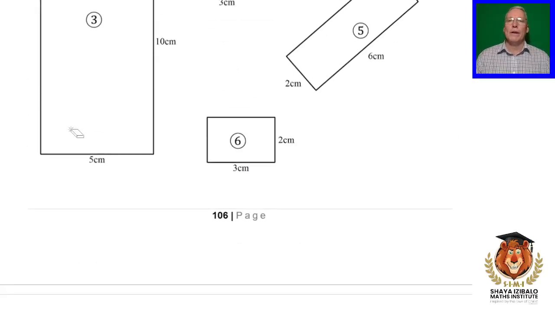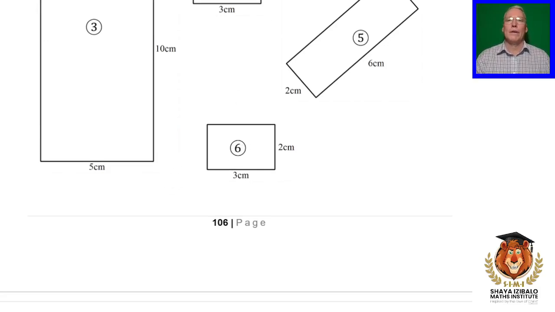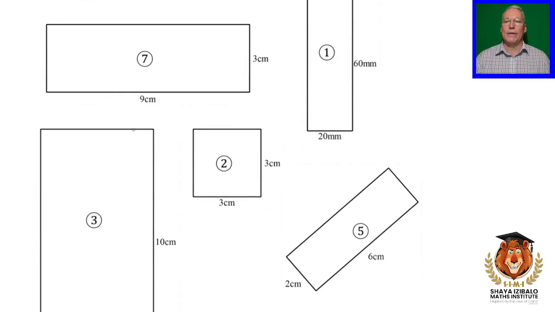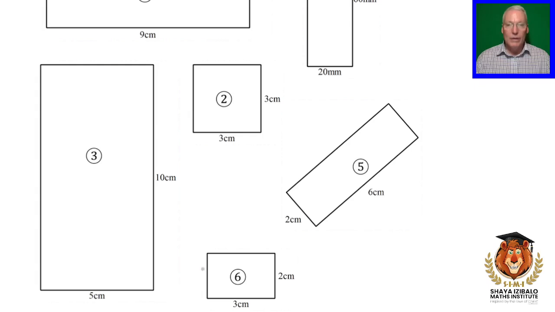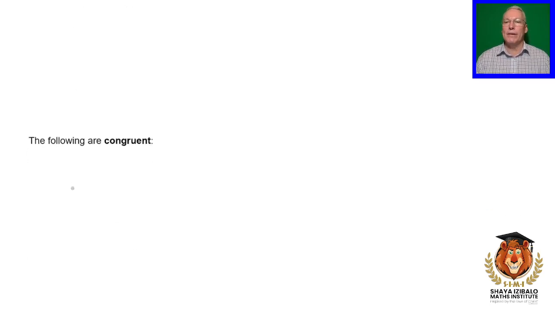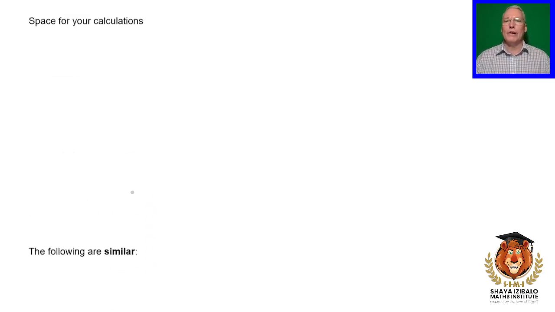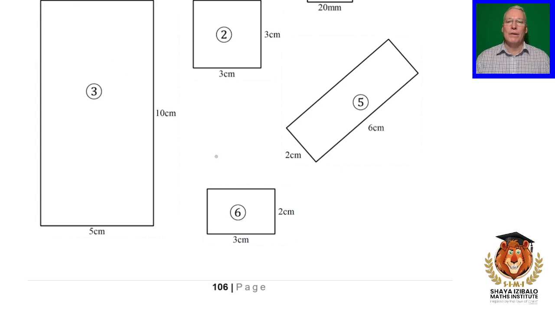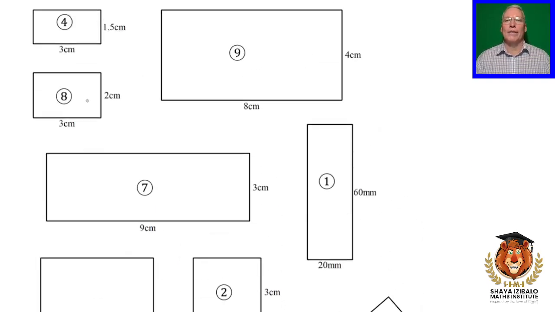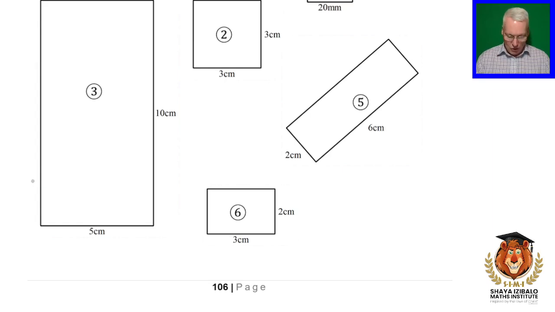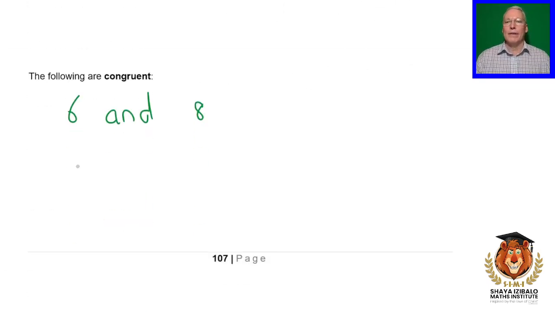Right, so number 6 and number 2... number 6 is 2 by 3, and number 8. Number 6 and number 8 are identical. They are congruent. Let's look at 1 and 5. Number 1 is 1.5 by 3, and number 5 is 2 by 6. No, it doesn't look identical at all. So I don't think there are any others that are identical. Only 6 and 8.